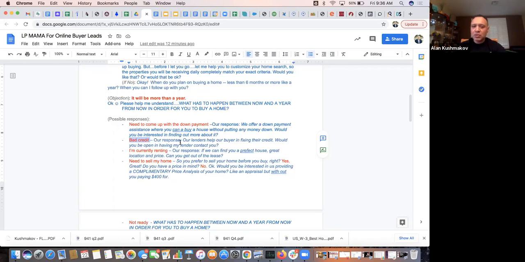Why don't we do this? Let's get my lender involved. Let's pull up your credit. Let's see what's going on with it. Okay? And my lender will give you his or her recommendations of what you have to do step by step to improve your credit. Would you be interested in that? It's complimentary, doesn't cost you anything. It's not going to affect your credit. Would you be interested in that? Yeah, I would be interested in that.